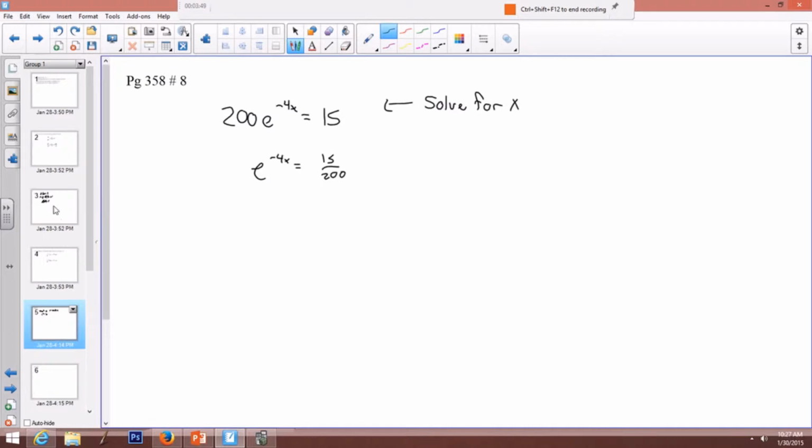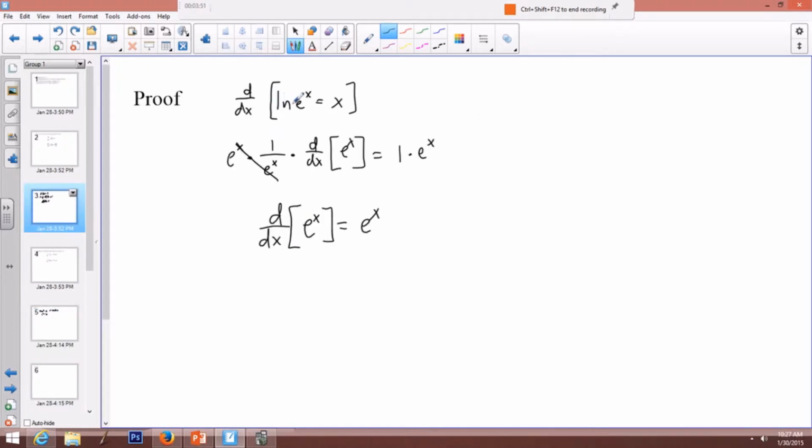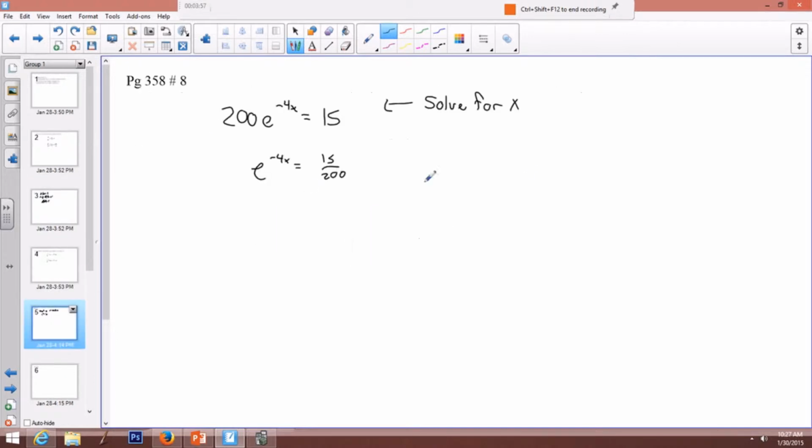If you remember from the proof that we just did, the ln of e to the x is just equal to x. Or if you remember the property from last year, if you took the ln of x to the a, that's going to be equal to a ln of x, whatever that might be. So here's what I'm going to do. I'm going to take the ln of both sides.